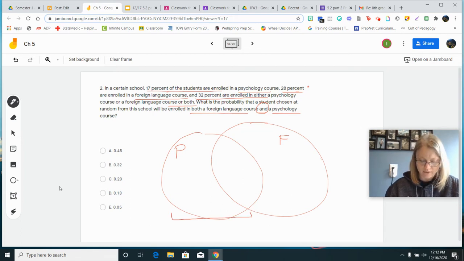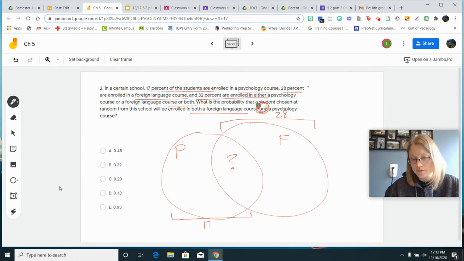So just for the sake of numbers, I'll pretend like there's 100 people in this survey. And then 17% would mean 17 of them took psychology. And then 28%, if I just imagine there being 100 people, 28 of them did foreign language. So what I'm trying to find in the final question is the overlap because they use the word and.